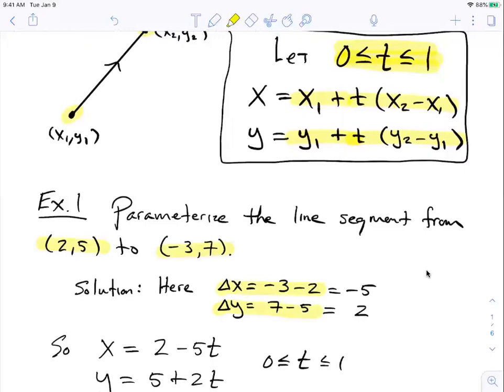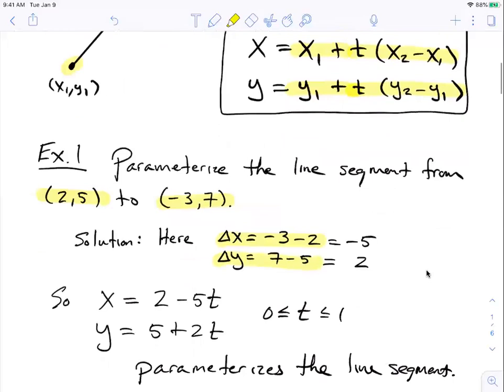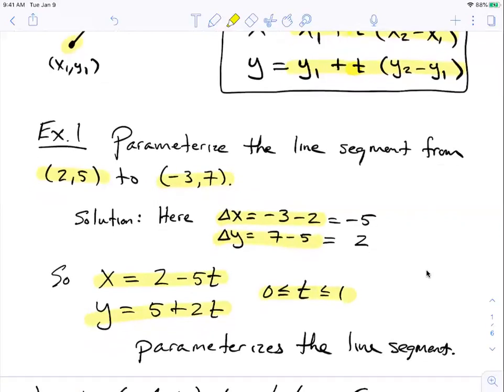My change in y is 2. So looking at the formulas above, I can write down the parametric equations. It's the initial x value plus the change in x times t, the initial y value plus the change in y times t, always taking t between 0 and 1. If you tried that Desmos thing, stop this video right now, type those parametric equations into Desmos and check it out. Desmos won't show you the direction. It's just going to show you the line segment, but we got the direction correct. Cool. All right. So that was the first thing, line segments.